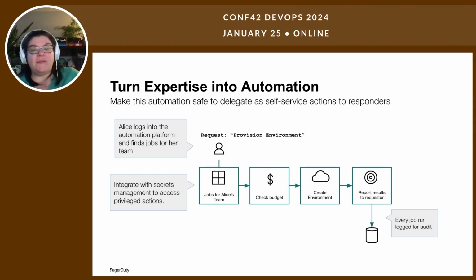So we want to turn our expertise, the things we know, things CloudOps knows, things FinOps knows, into automation, so that when Alice wants to request that environment, she logs into our automation platform, whatever it is, requests her environment, provision environment, and it says, oh, you're Alice, you're on this team, you have these permissions to these jobs in these environments, and it just goes through the workflow, right? Oh, here's the jobs for Alice's team. Click the button. Off it goes.